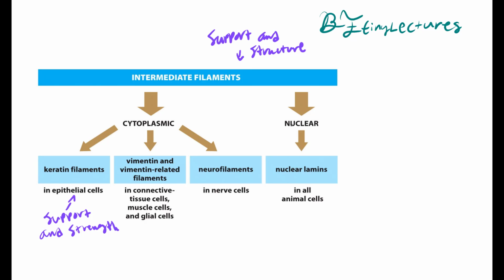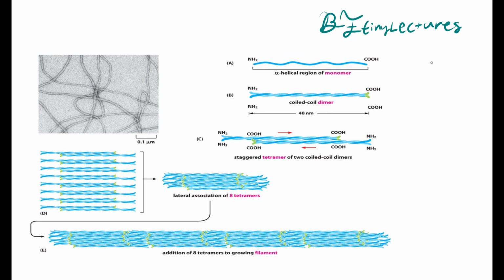Now again, if we look at the nucleus, inside the nucleus we have the nuclear lamins, and that is present within all animal cells. And of course this offers structural support for the nuclear envelope. Okay, but what makes the intermediate filament so strong? Well, if you look at how it's created, we can see the strength immediately.